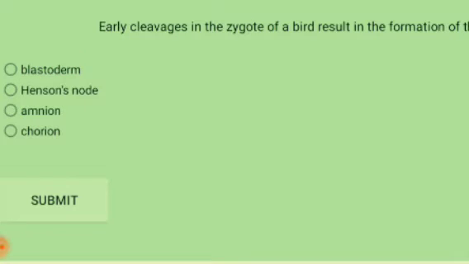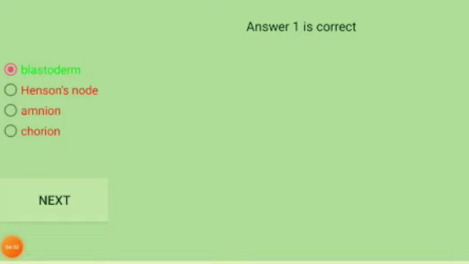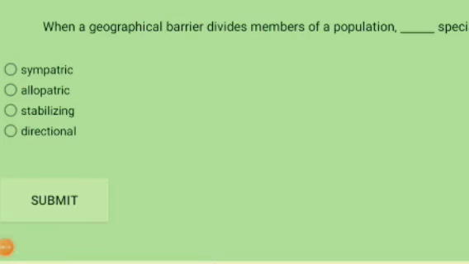Early cleavage in the zygote of a bird results in the formation of option A, blastoderm, B, Hensen's node, C, amnion, D, chorion. So the early cleavage results in the formation of blastoderm.